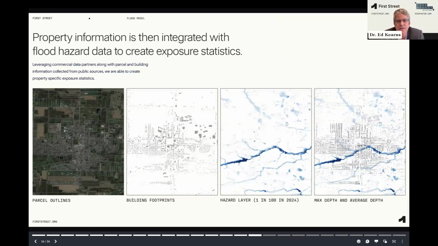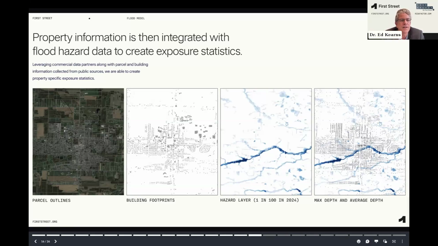So to kind of give an image and say how are we doing this? How are we creating this property specific information, asset specific information, going building by building and property by property across the U.S.? So we lean on some commercial data partners that aggregate parcel and building information, mostly from county tax assessors' offices and similar across the U.S. This is mostly public information, but it takes a lot of effort to aggregate it. It's in lots of different formats, as you can probably imagine. So we partner with them, and we use that information to know where every building is, where every parcel is across the U.S.